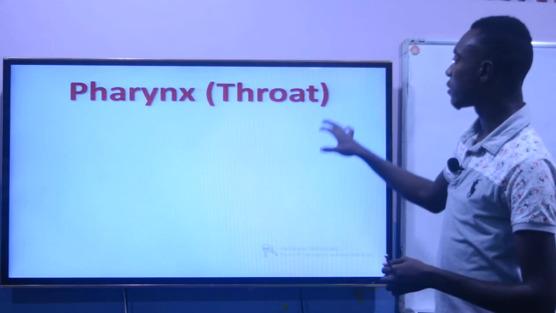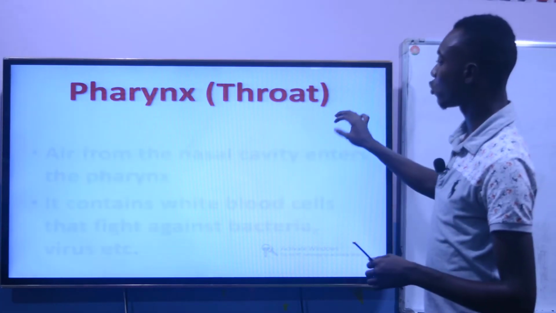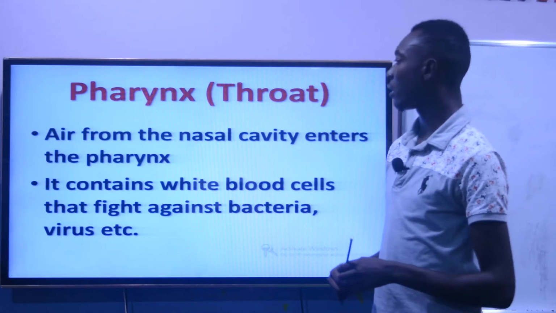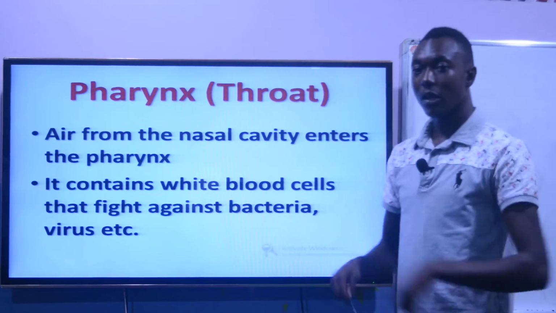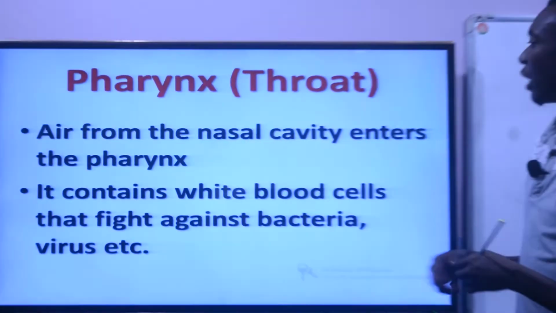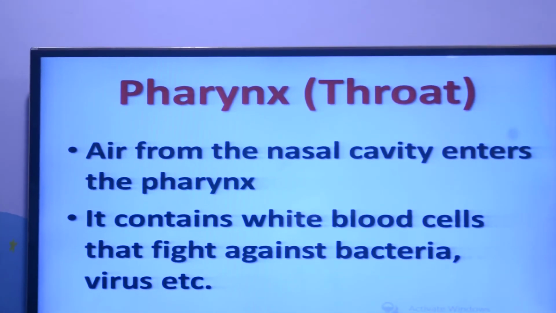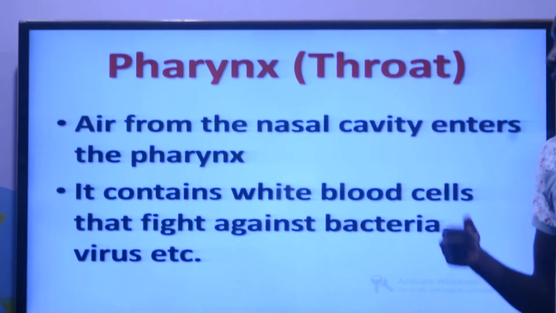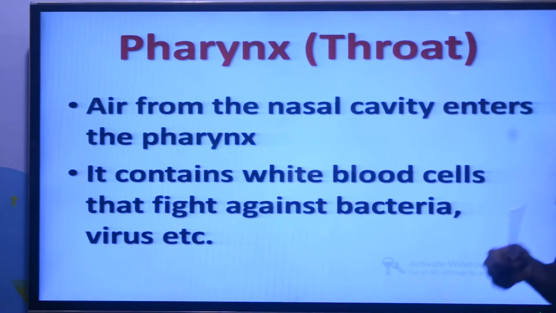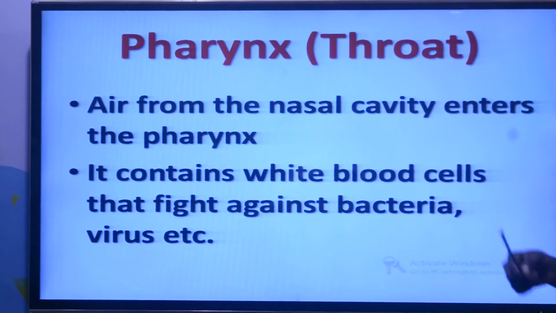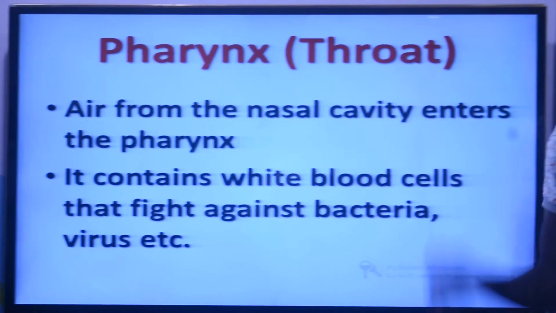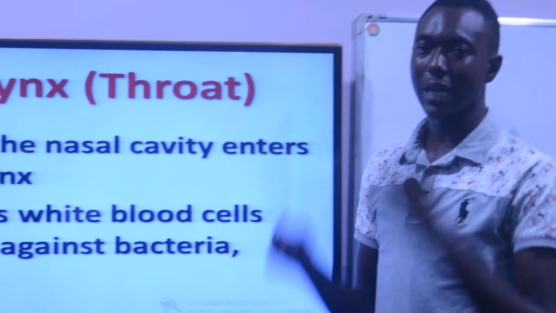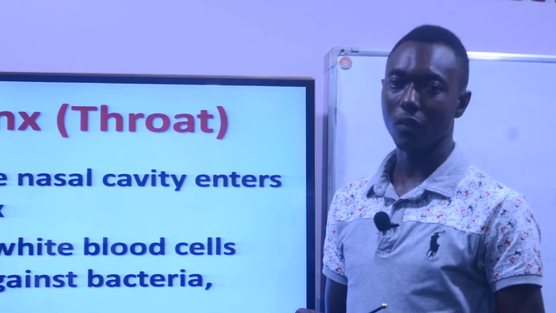The next point is the pharynx, also referred to as the throat. Let's look at how it functions. So air from the nasal cavity moves on to the pharynx. Now, this pharynx we are talking about also contains the same cilia and mucus, because it has been lined up just to trap as much as possible the dust that may enter the body.